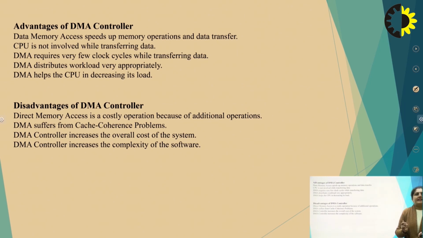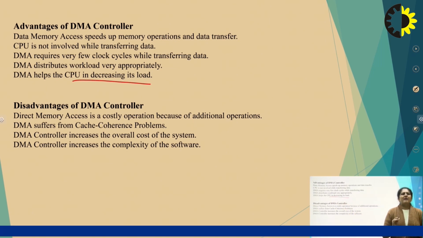Let's see some advantages and disadvantages of the DMA controller. So direct memory access speeds up the memory operation and data transfer. As we know, it speeds up because there is no involvement of the CPU. There is a direct communication between the input-output devices and the memory. DMA takes very few clocks while transferring data. DMA distributes workload very appropriately. DMA helps the CPU by decreasing its load.